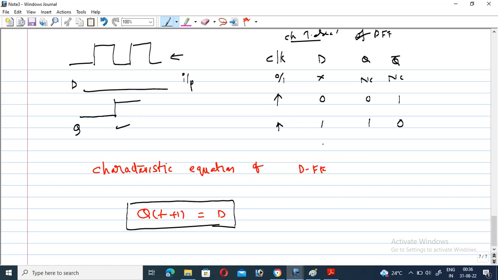Suppose you are writing the excitation table for the D flip flop. Excitation table means we just write the possible combinations of inputs for the transitions from Q(t) to Q(t+1). So this is 0 0, 0 1, 1 0, 1 1. When 0 to 0 transition, compulsory D must be 0. 0 to 1 transition means 1 is the input, then only it is possible.